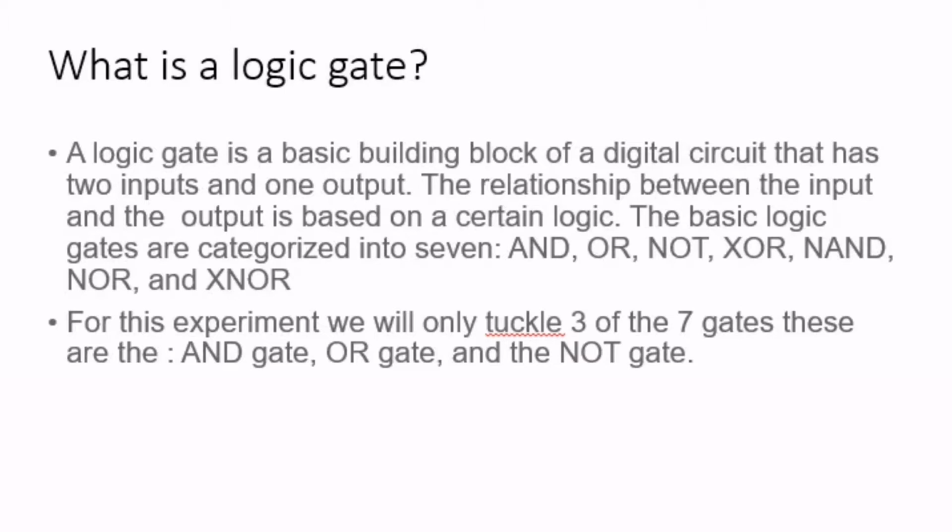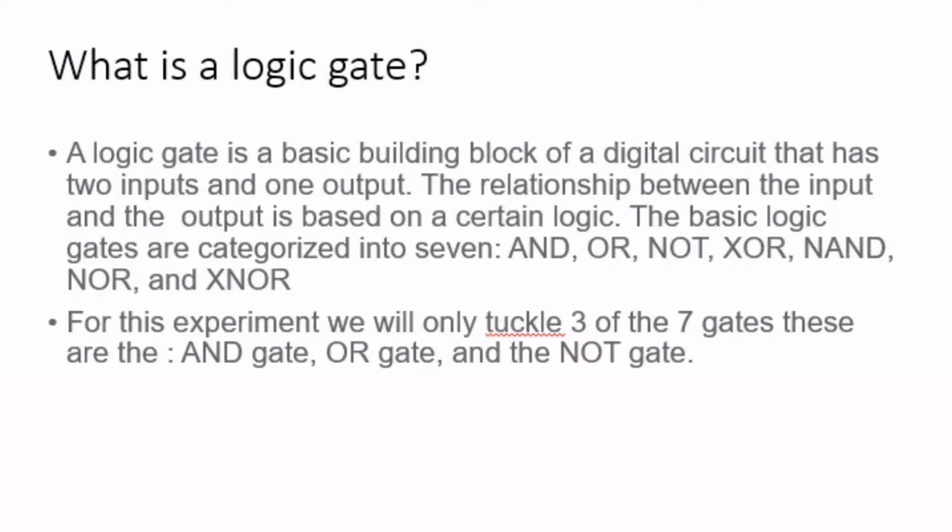The basic logic gates are categorized into 7: AND, OR, NOT, XOR, NAND, NOR, and XNOR. For this experiment, we will only tackle 3 of the 7 gates. These are the AND gate, OR gate, and the NOT gate.